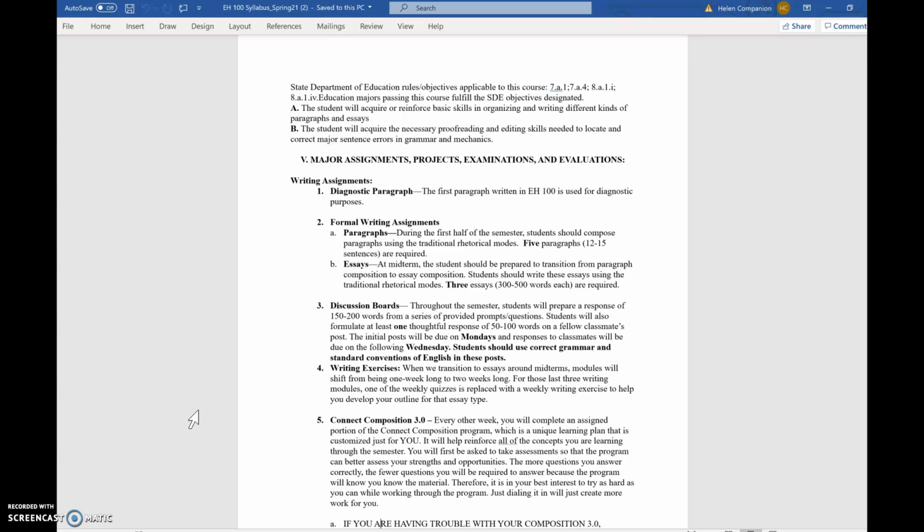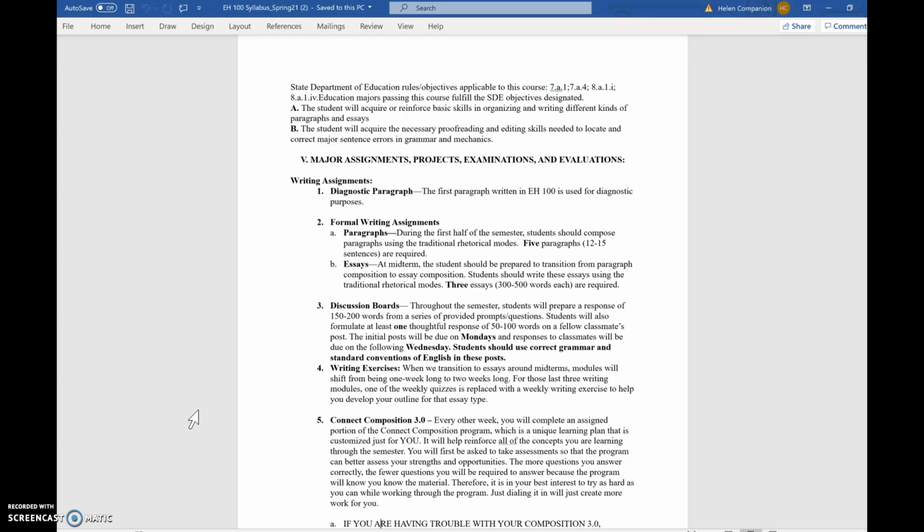So these are 150 to 200 words at least, and I will give you a series of provided prompts or questions. You will also formulate at least one thoughtful response of at least 50 to 100 words on a fellow classmate's post. The initial posts are due Monday, and responses to classmates are due on Wednesday. Everything in the class is due at 11:59 p.m., just for everyone's sake, so that everything is kept pretty simple. Please use correct grammar and standard conventions of English in these posts.